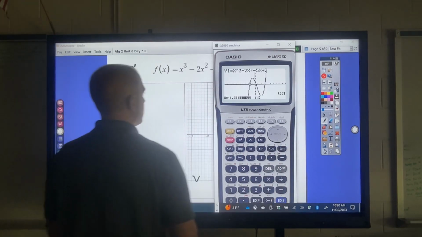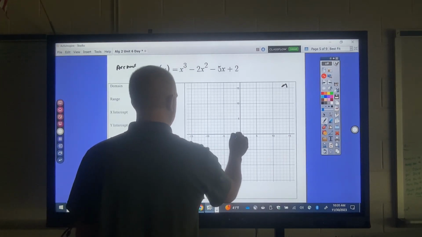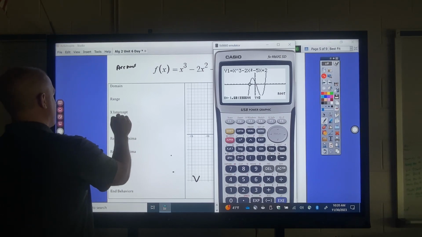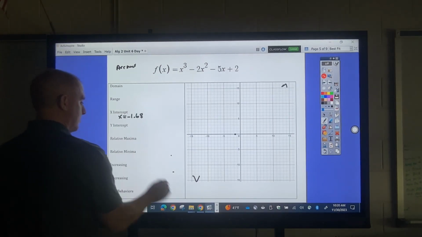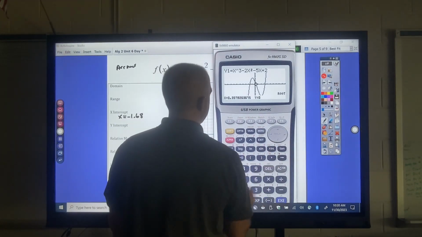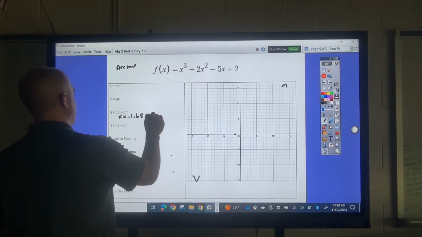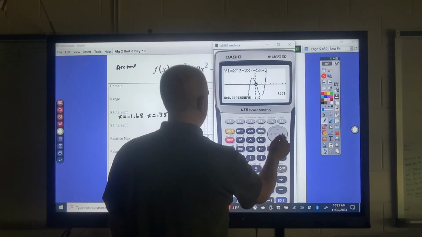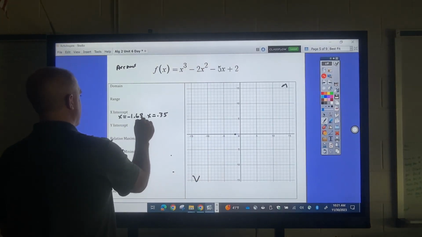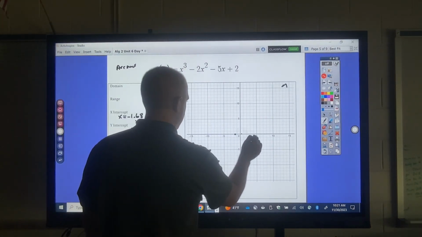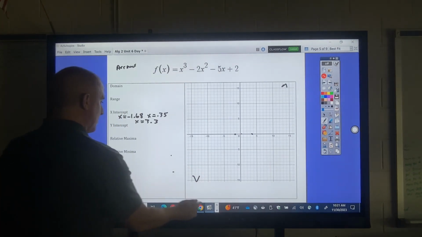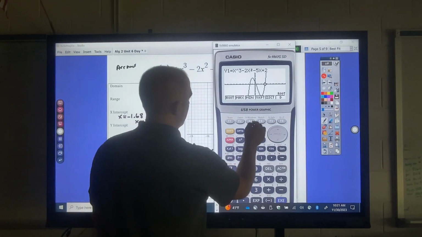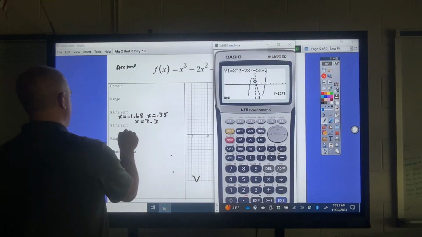All right, I got that. G-solve root, negative 1.68, and we can put the decimals here. I'm going to write them over here. I hit over here, this is 0.35. Then I got 3.3. I'm going to go ahead and graph these. Okay, get the y-intercept. G-solve y-intercept. The y-intercept is 2.